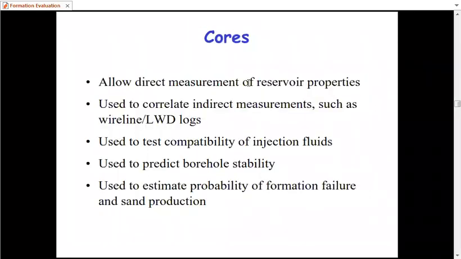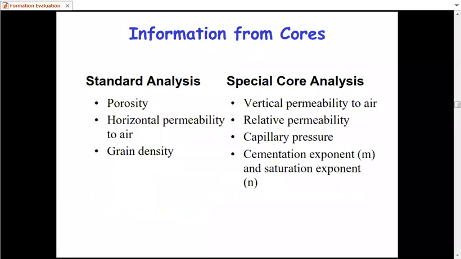Also, in day 1, we talked about the cores. The cores allow the direct measurement of reservoir properties and are also used to correlate indirect measurements such as wireline and LWD logs. And this is the information from cores. We have two types, standard analysis and special core analysis.